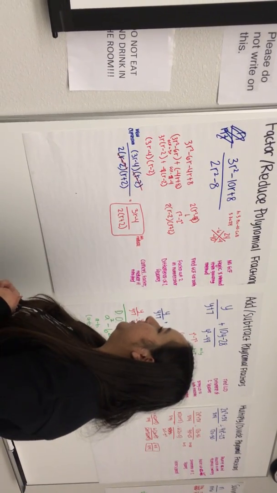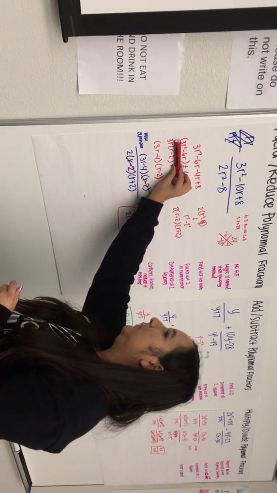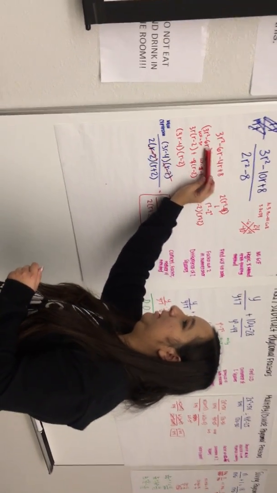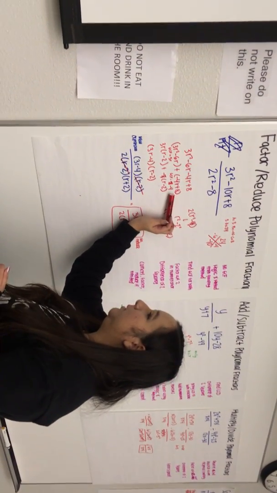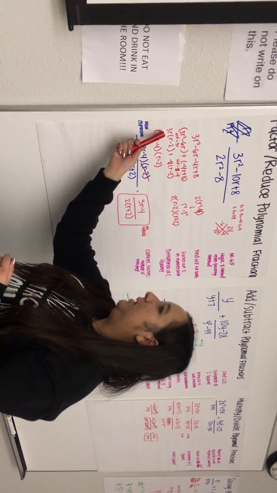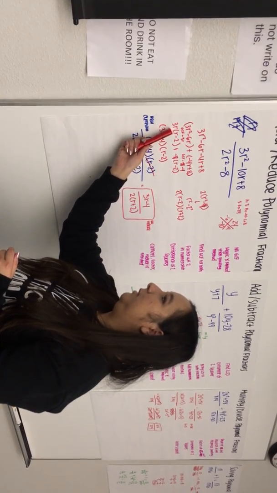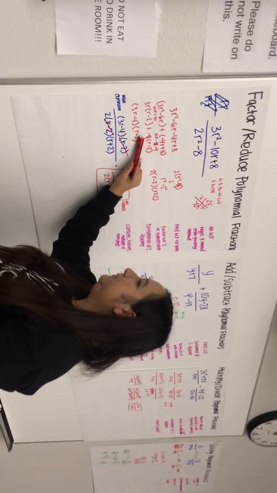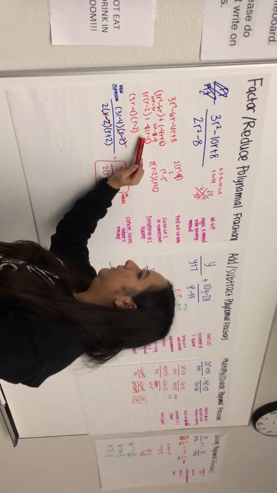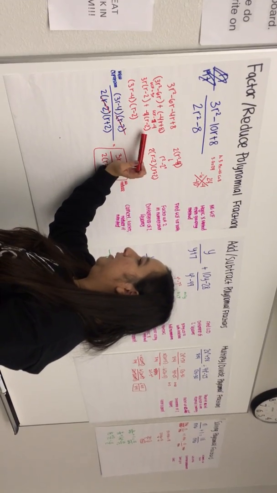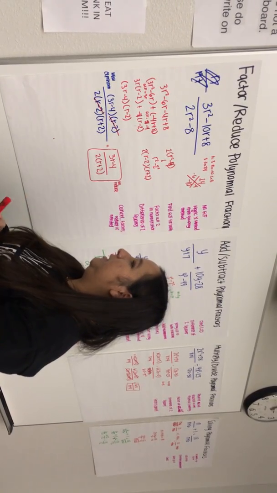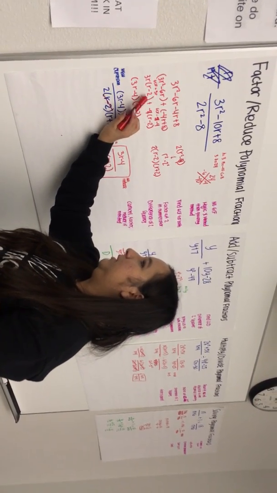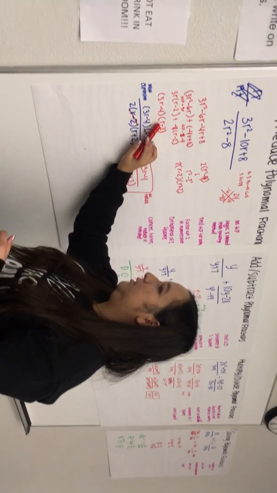So then, after you group them, you want to find the GCF for both. The GCF here is 3r, and the GCF here is negative 4. So then you want to multiply this by 3r. So you have 3r times r minus 2 plus negative 4 times r minus 2. So then what you have left over is you're going to take the 3r minus 4, and then you're going to take the GCF, which is r minus 2.